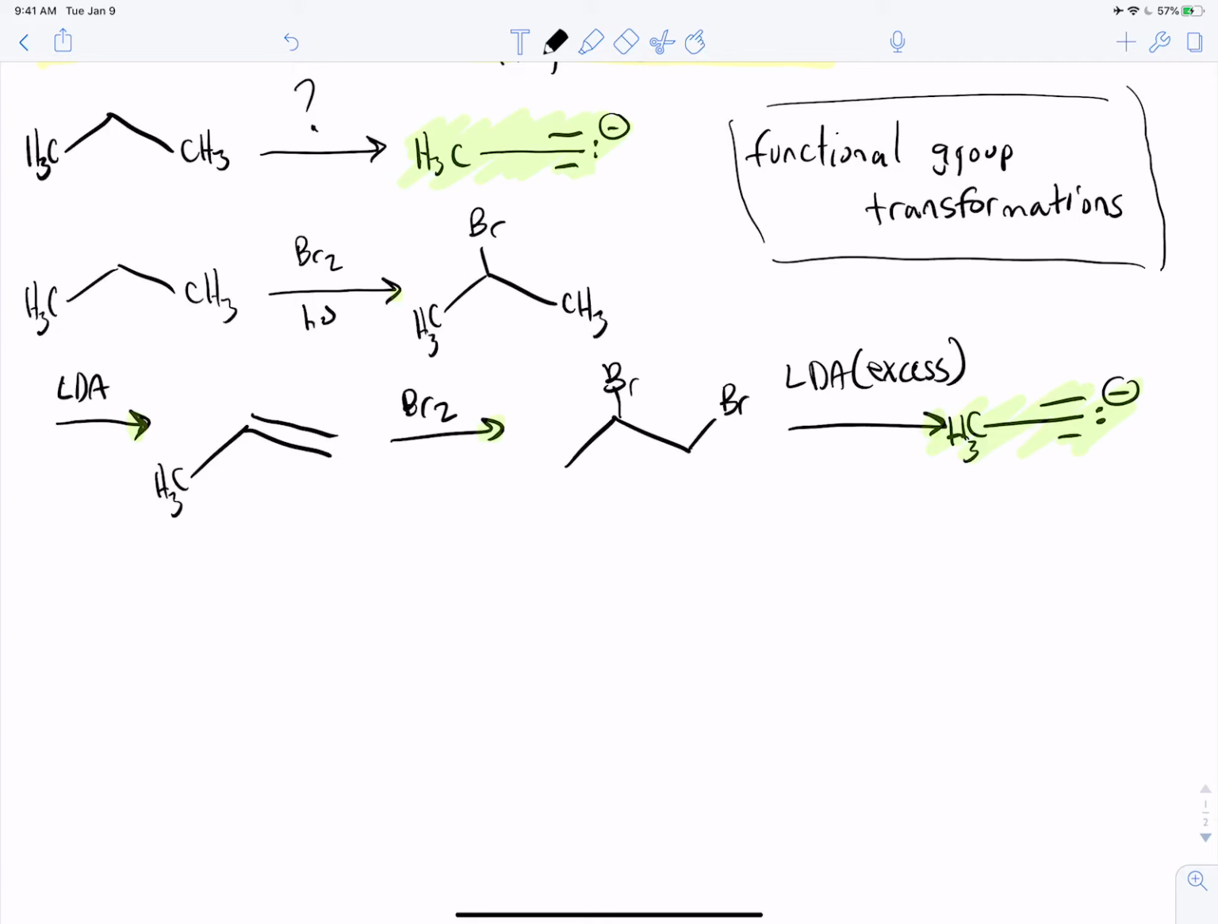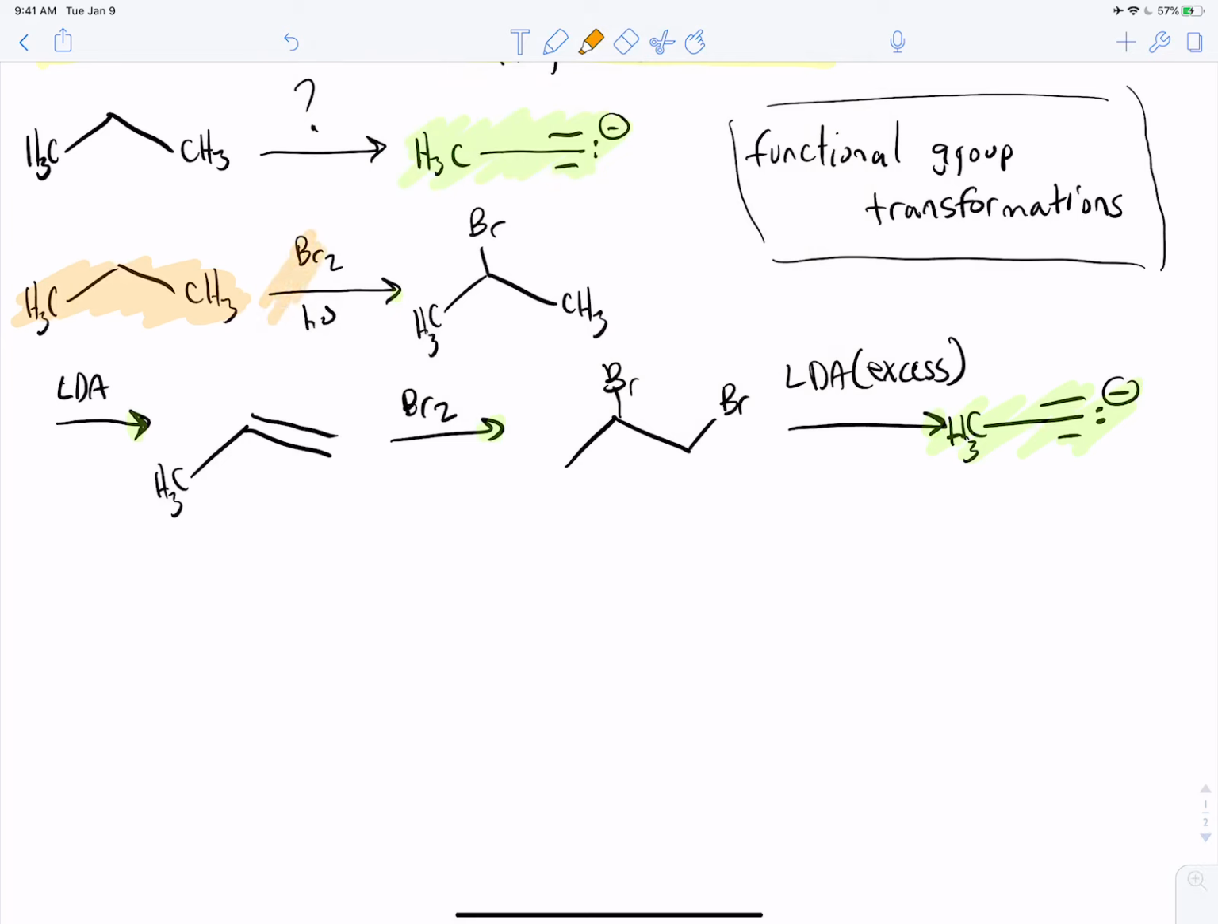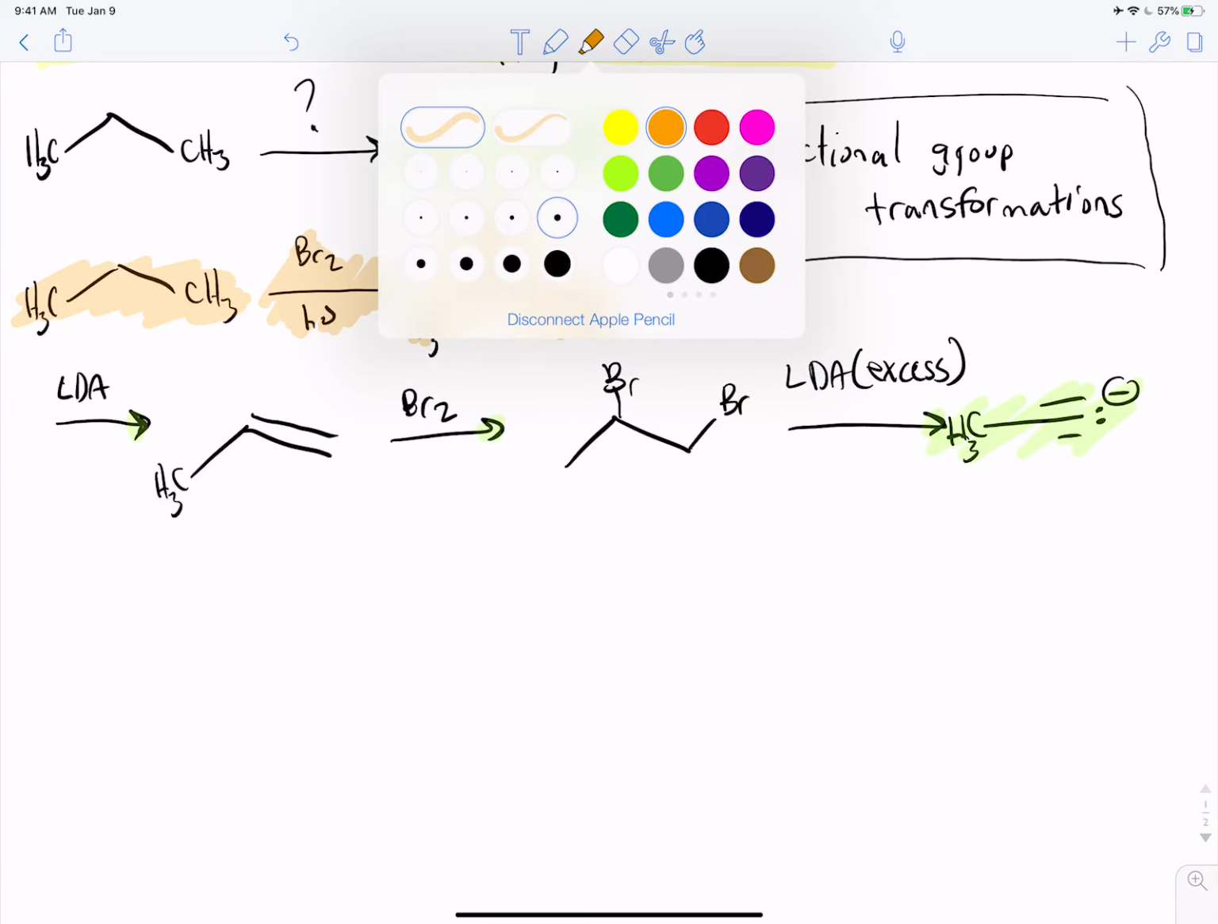If you want to think about the logic behind this, because I just kind of wrote it down, I'll mark the steps out in different colors. This first step, I have an alkane. I don't have any options of what I can do there. I have to use radical halogenation, which I do. And that gives me an alkyl halide. I literally don't know any other reactions I can do there.